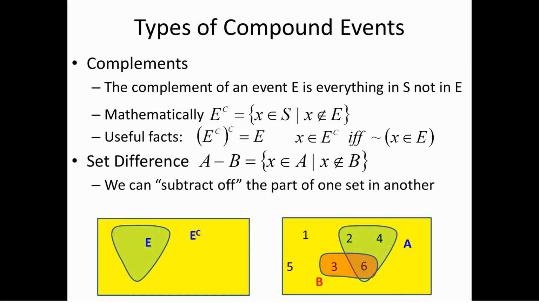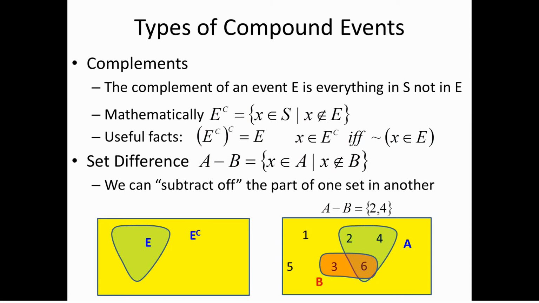Suppose we have the same sample space we had before, and I want to ask the question, what is A minus B? What is the set of elements that are in A but not in B? Notice that's 2 and 4, right? And so that's going to be the set difference of A and B.